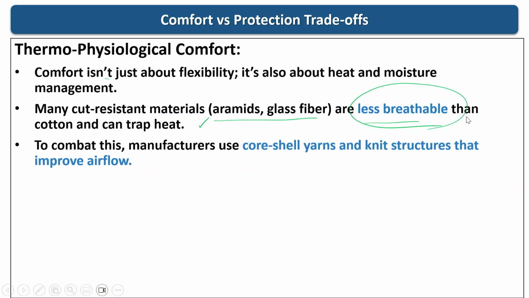To combat this, manufacturers use the core sheath yarn knit structure that improves the airflow. So, core sheath yarns are used: in the core, the high performance fiber like aramid or maybe the steel wires are used, but in the sheath, moisture absorbing fiber like cotton are used.